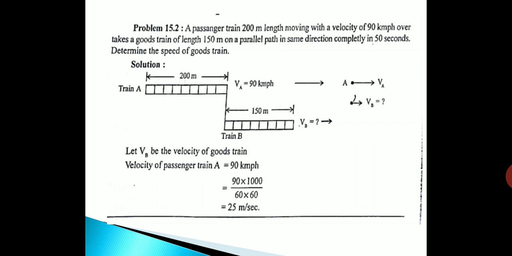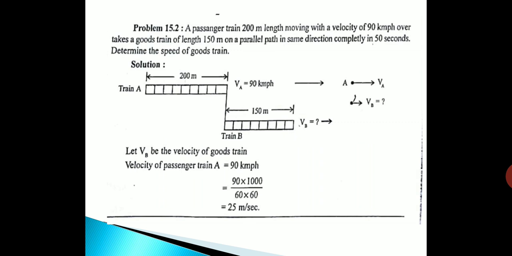Length of passenger train, which we will designate as train A, is 200 meters. Length of goods train, which we will designate as train B, is 150 meters. Velocity of passenger train, which we will designate as VA, is equal to 90 km per hour. Velocity of train B, the goods train, is unknown, that is VB is equal to question mark. We have to determine VB.